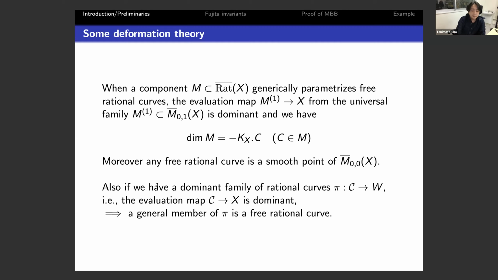And then moreover, in general, if we have a dominant family of rational curves, that means the evaluation map is dominant, then one can prove that a general member of the family is a free rational curve. This is something that follows from deformation theory, and I'm going to use it freely later. All right.